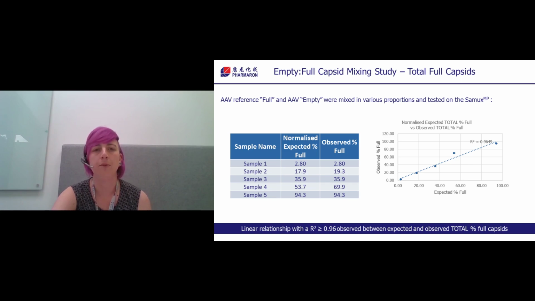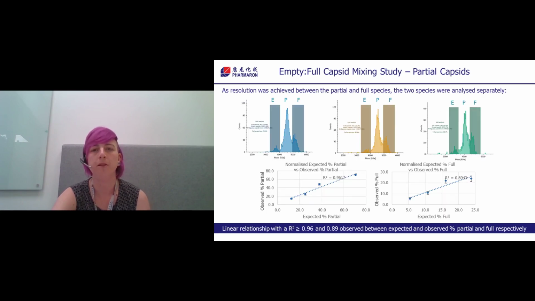So as we were able to resolve the partial and the full species, we analysed these two species independently. So we looked at the percentage partial and the percentage full independently of each other and did a similar plot. So for the percentage partial, again, we saw an R² greater than or equal to 0.96. And for just the full by itself, we saw an R² of 0.89.